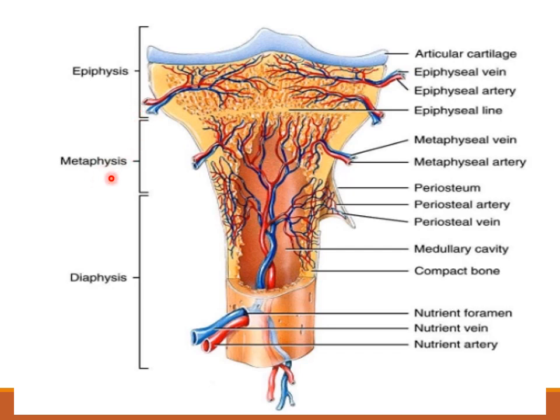Then is the metaphysis, which is a part of diaphysis just close to the epiphyseal line, and that is the rapidly growing diaphysis. So this is metaphysis having the metaphyseal blood vessels. Then is the shaft, the remaining shaft, that is diaphysis, and from here the diaphyseal artery or the nutrient arteries are going to enter. And from the periosteum there are the periosteal blood vessels. So these are the four sources of the blood vessels which are supplying the long bone.